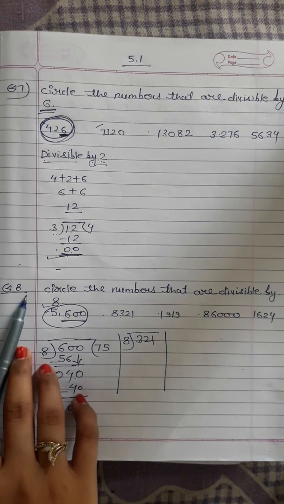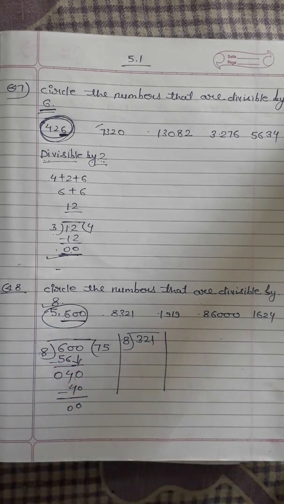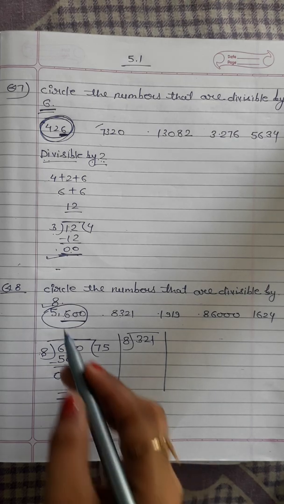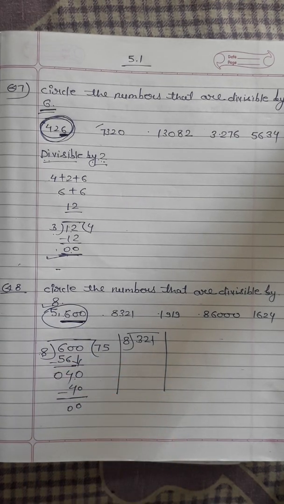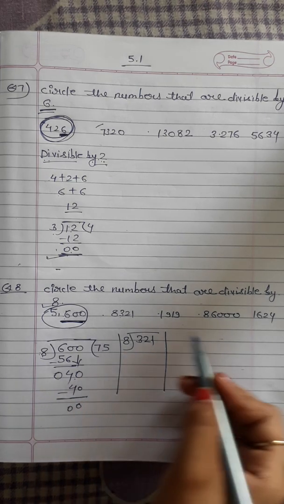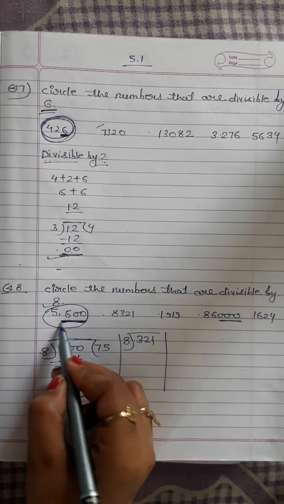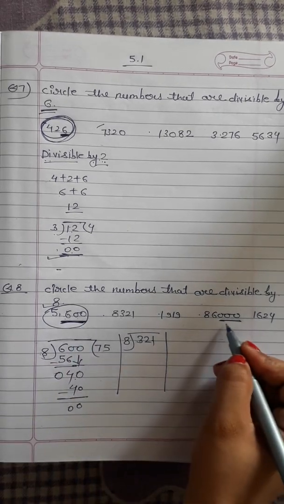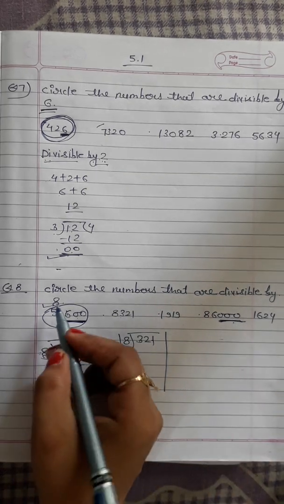Question number 8 is, circle the numbers that are divisible by 8. Now the divisibility rule of 8 is, if the last three digits of a number are divisible by 8, or if the last three digits are 0, यानी किसी नंबर के लास्ट थ्री डिजिट 8 से डिविजिबल हों या फिर लास्ट थ्री डिजिट 0 हों, in only this condition the number is divisible by 8.